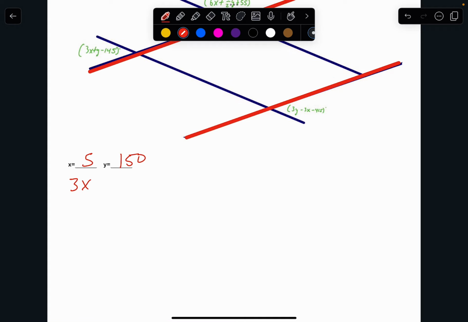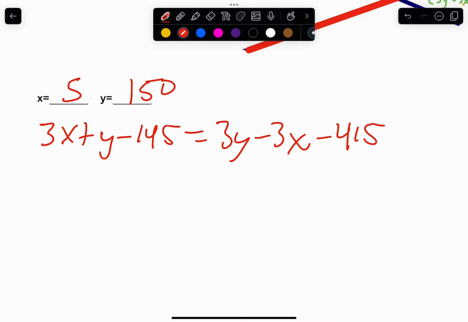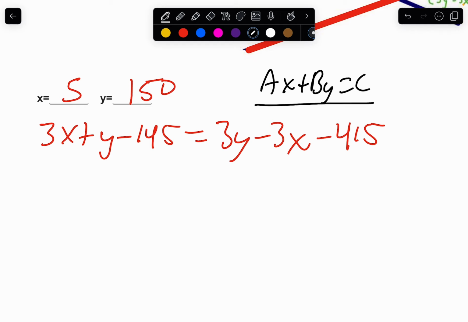So that would be 3x plus y minus 145 equals 3y minus 3x minus 415. There's two letters. I'm going to clean this up. I'm going to make it something x, something y equals something. Remember the format is ax plus by equals c. So I'm going to get all my x's on one side. So I'm going to add 3x. That'd be 6x. So that's gone.